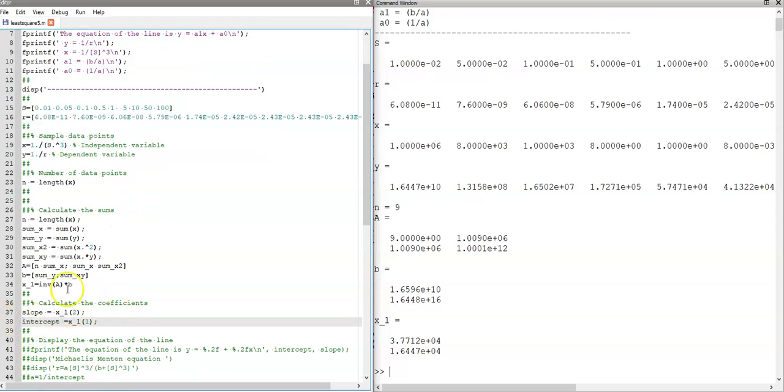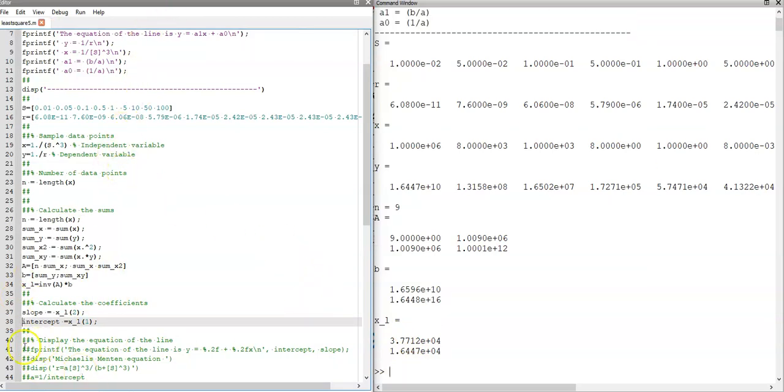We already got that x underscore L. So from that, x is the slope and intercept. In the matrix, the first element is the intercept, that is a0, and the second element is the slope, a1. That we can see here.